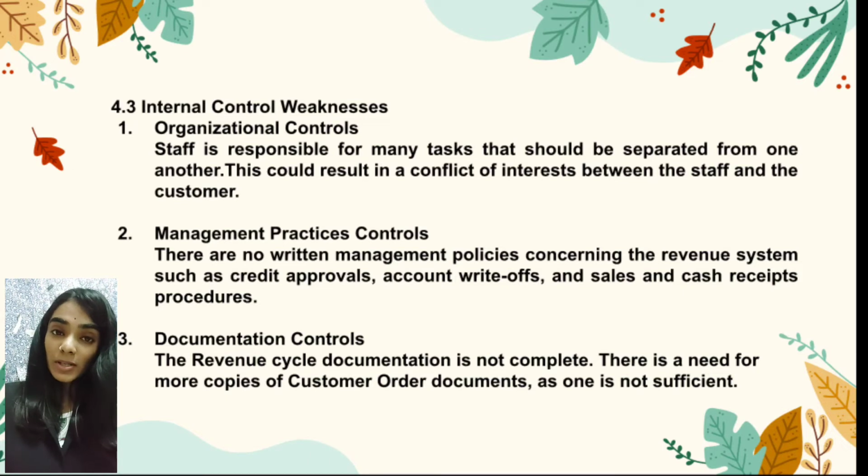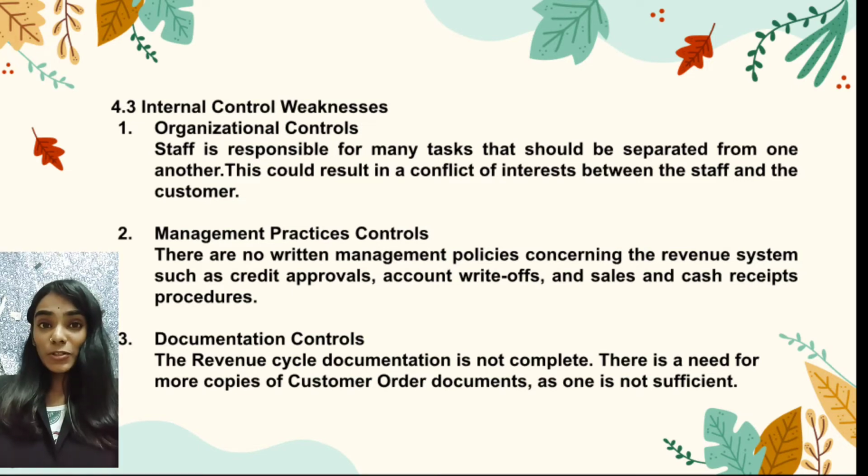Second is management practices control. There are no written management policies concerning the revenue system, such as credit approvals, account write-off, and sales and cash receipt procedures. As the business grows and employs more people to handle the revenue cycle activities, this might cause problems. It is possible that the revenue cycle process might be performed under circumstances of ambiguity and discrepancy in the absence of written procedures. Furthermore, if they want to hire a new staff, they will have trouble training the new employee.